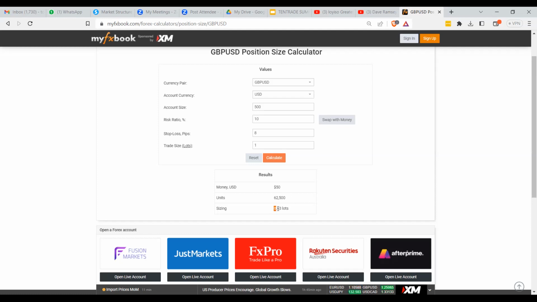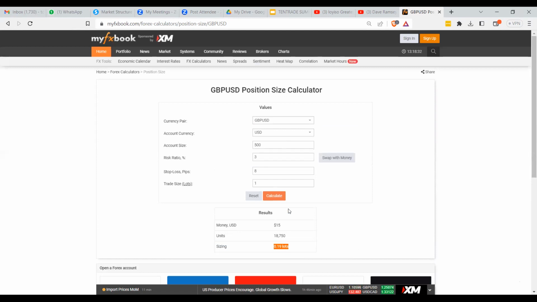So you're able to know the right lot size you should be using. So if I want to risk, let's say 3%, for example, calculate, that means my lot size will change to 0.19 lots. So on every trade that you're about to place, you want to make use of the position size calculator. Click on position size calculator and then use it.